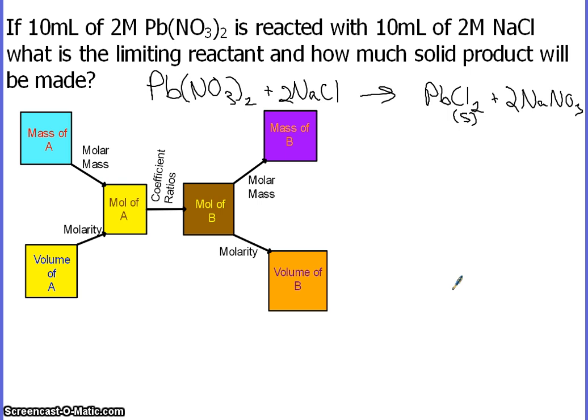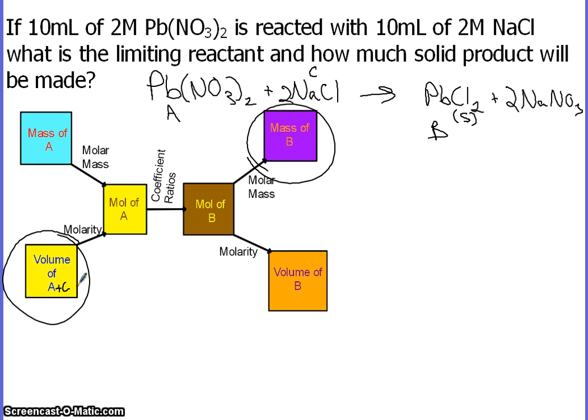Okay. Now, normally, if we look at the roadmap, I can call lead nitrate A, and with other problems, lead chloride would be B. So I'm trying to go from volume of A to mass of B. The thing is that I also have an amount of sodium chloride that I need to check against, so we can call sodium chloride C, and I have to go from volume of both A and C to the mass of B. So I really have to do this twice.